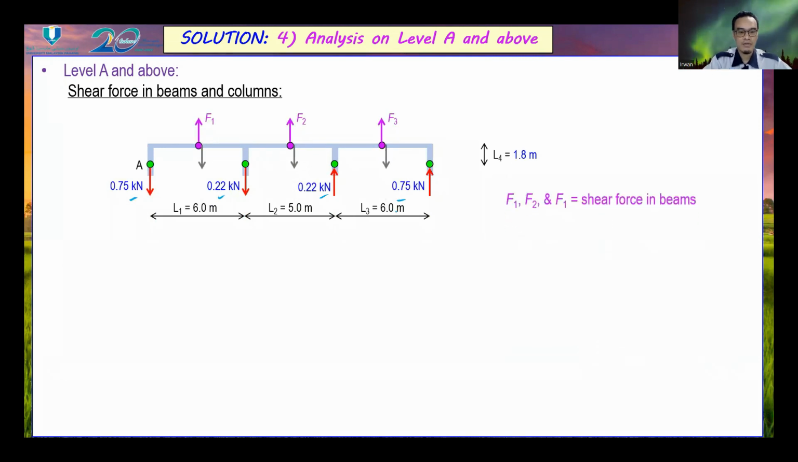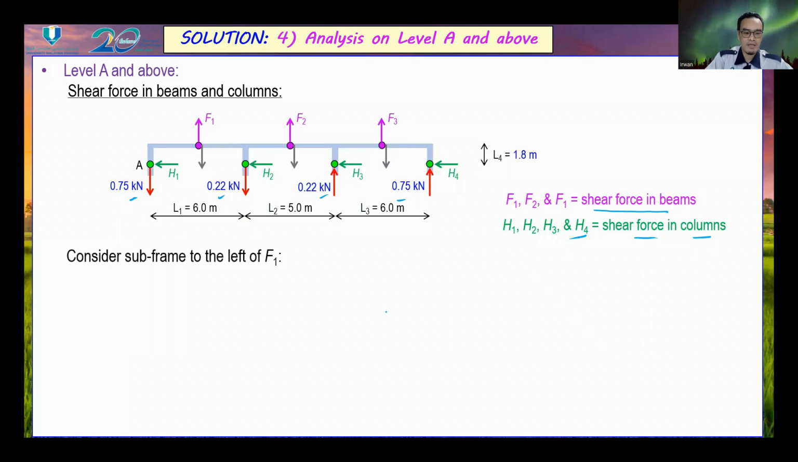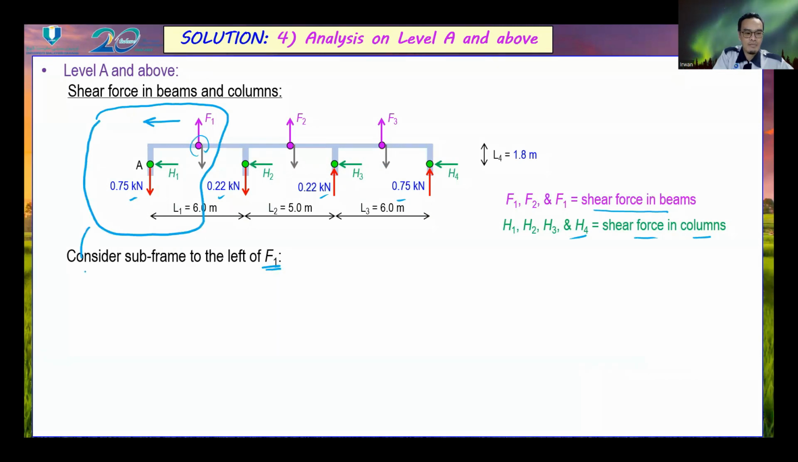And next, we draw the forces. F1, F2, and F3 are the shear forces in the beams, and H1 to H4 are the shear forces in the column. Okay. Then we consider the subframe to the left of F1. This is F1, and we consider the subframe to the left. So we consider this subframe only.